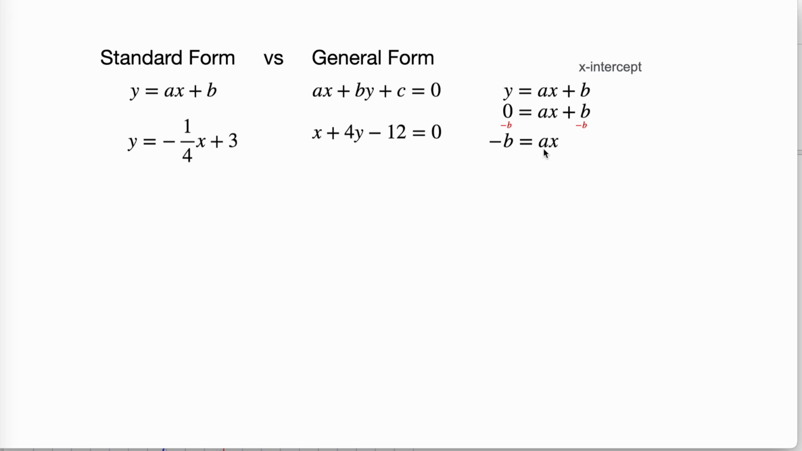Then to get the x alone, the a is multiplying it, so I'm going to divide both sides by a. And that gives me x is negative b over a. The x-intercept for the standard form is negative b over a. For the general form, I'm going to do the same thing.